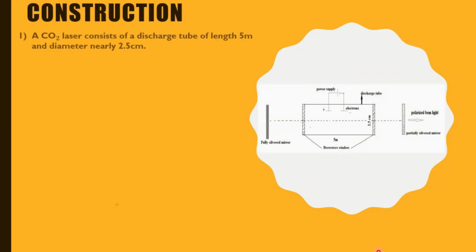So the first step is a CO2 laser consists of a discharge tube. So this is the discharge tube and it is of length 5 m, which is stated here, and in diameter nearly 2.5 centimeter. So this is the first thing which you need to write in construction, that it has a discharge tube with a length of 5 meter and a diameter of 2.5 centimeter.